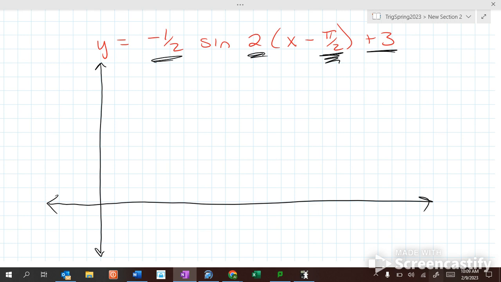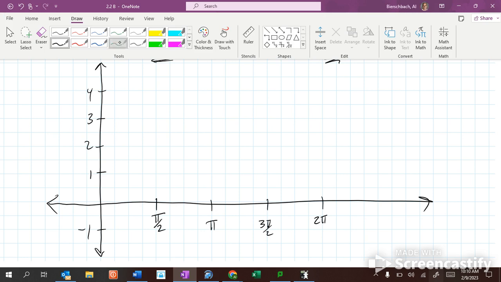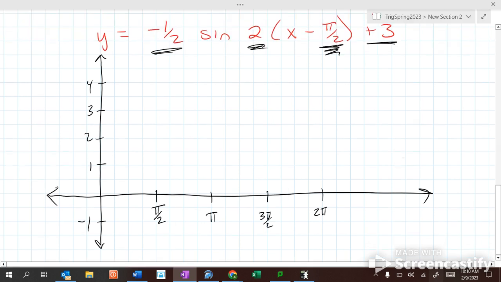And what's this going to do to it? Flip it across the x-axis and shrink it. So let's go 1, 2, 3, 4 this way, -1. And then, since it's shrunk down, I want to go at least 4 to get to pi over 2. And 4 to get to pi. And 4 more to get to 3 pi over 2. And 4 more to get to 2 pi. All right. Boom, boom. All right.